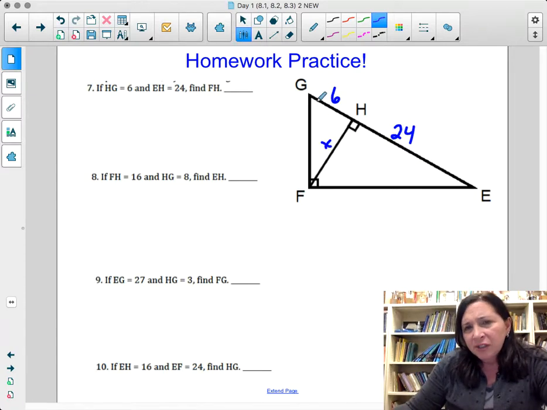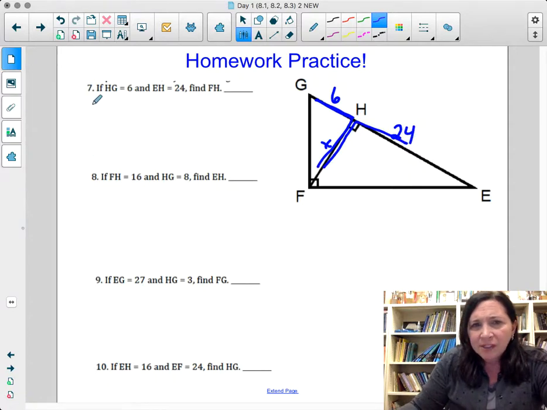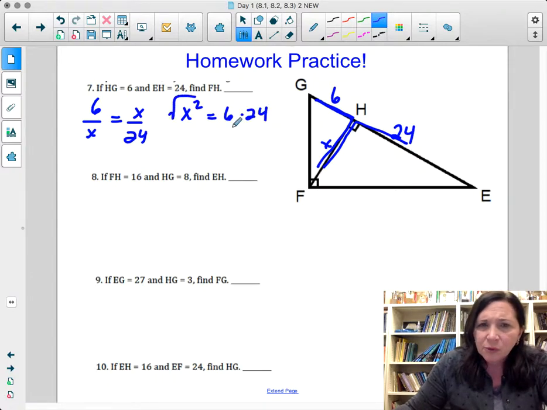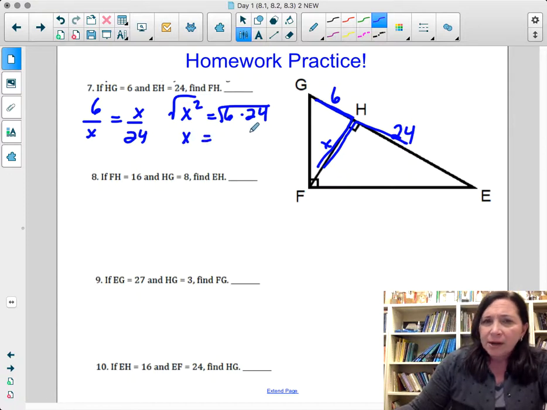So this one is a regular mean. We have base is to height as height is to base. So that's really just saying 6 is to X as X is to 24. Cross multiply, you have X squared equals 6 times 24. And I'm going to square root both sides, okay? So I have X equals, now for this problem right here, you have the square root of 6 times 24.